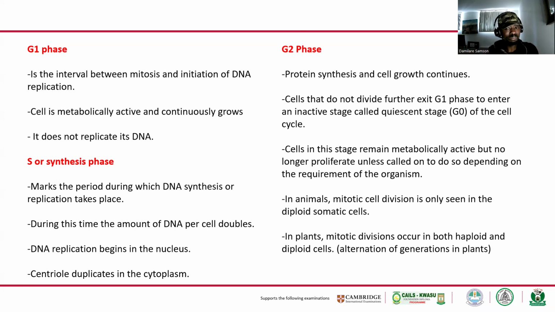Now, in plants, mitotic division occurs in both haploid and diploid cells. Haploid means half the number of diploid. Are you getting me? So it occurs in both haploid and diploid cells. That's what we call alternation of generation in plants. If you have heard about alternation of generation in plants, it means the haploid stage and the diploid stage both can undergo mitotic division.